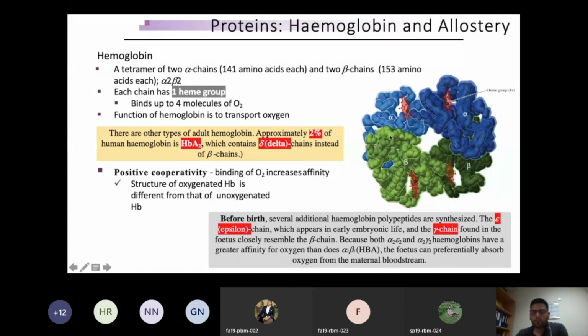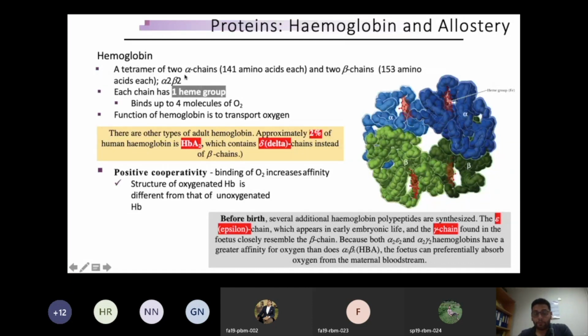There is another oxygen carrier molecule in the body which is called myoglobin, and it works more or less the same way as hemoglobin because it also has a porphyrin ring which can bind to oxygen. However, it is not a very efficient oxygen carrier because it does not lose oxygen quite easily. That is why hemoglobin is one of the major oxygen carrier molecules in the body.